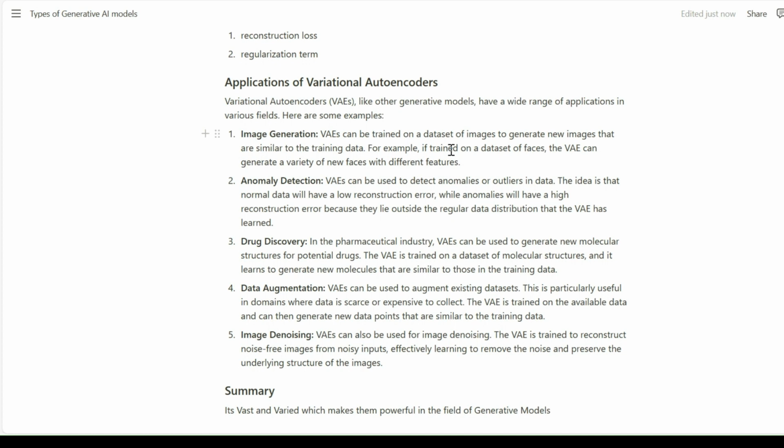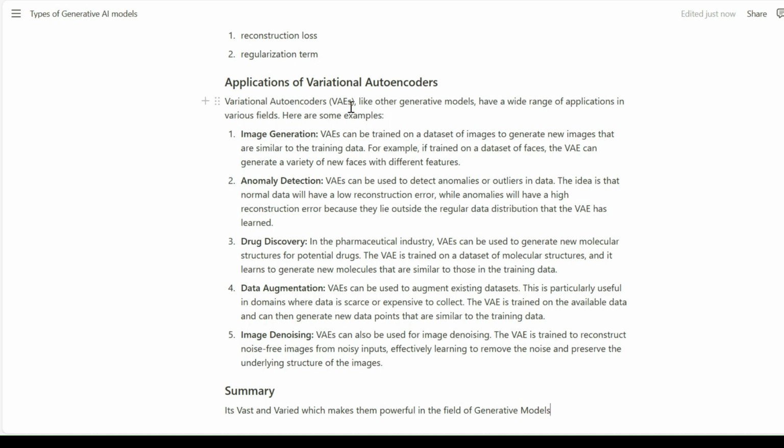It can be trained on datasets of images to generate new images that are similar to the training dataset. For example, trained on datasets like faces, it can generate a variety of new faces with different features. It can also work on anomaly detection. It can be used to detect anomalies and outliers in the data. The idea is that normal data will have low reconstruction error, while anomalies will have high reconstruction error because they lie outside the regular data distribution.